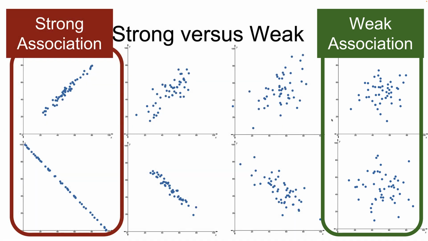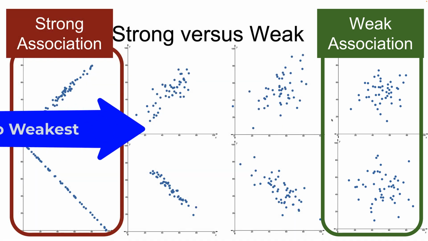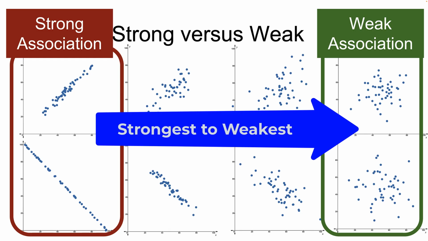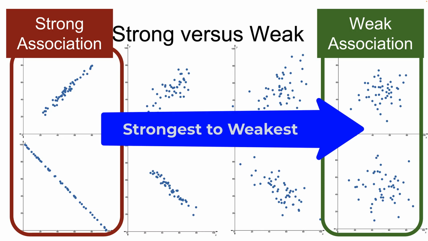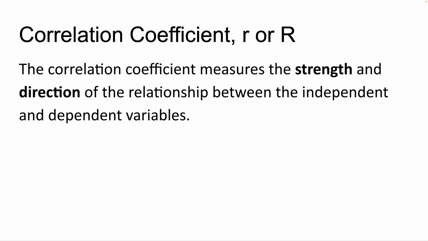Looking at all of these graphs from left to right, I've placed them in an order where the strongest association is on the left, and then they progressively get weaker as you move from left to right. We use the correlation coefficient, which is represented by lower or uppercase letter R, to measure the strength and direction of the relationship between the independent and dependent variables.